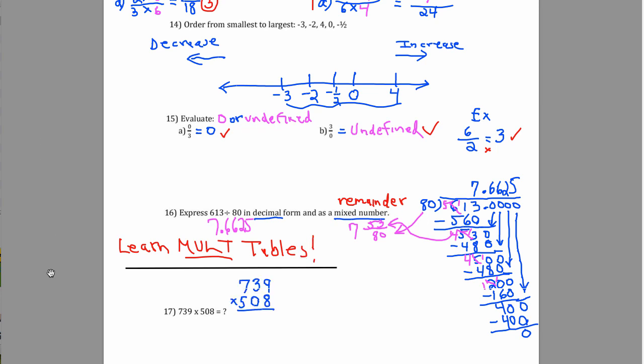Speaking of multiplication, let's do problem number 17. I've written the problem vertically because most people find it easier to do multiplication that way. So 9 times 8, 72, put down a 2, carry the 7. 8 times 3 is 24, plus 7 is 31, carry 3. 8 times 7, 56, plus 3, 59.